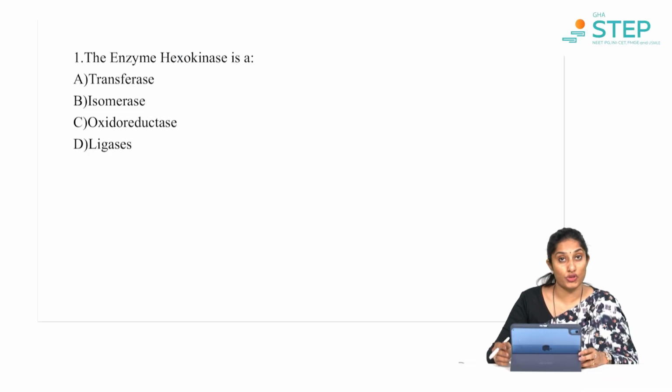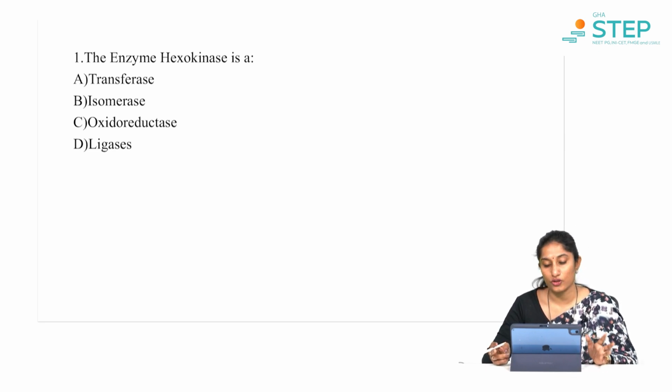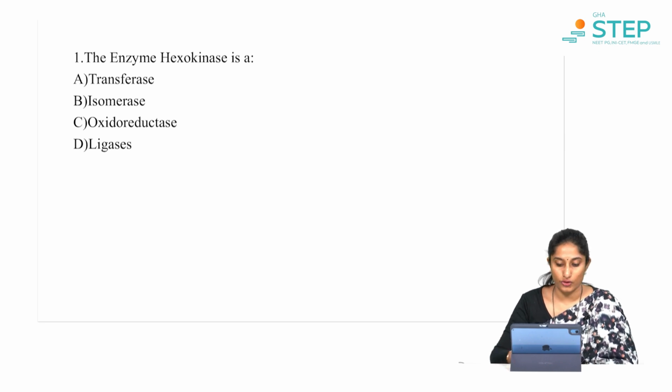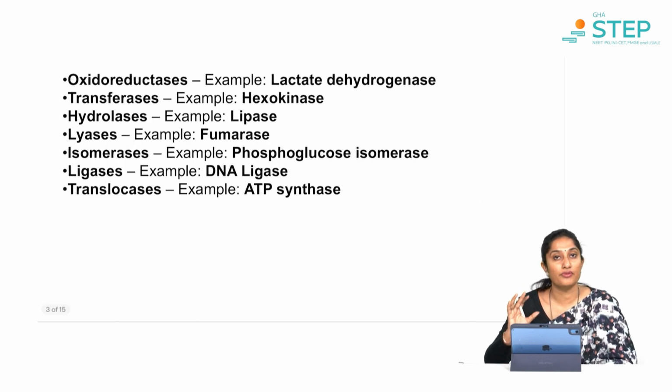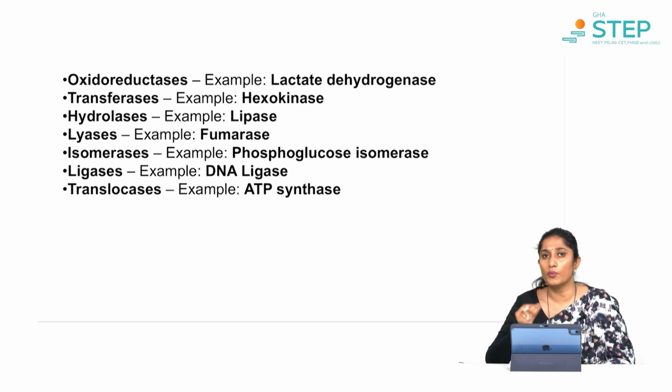The enzyme hexokinase is a transferase, isomerase, oxidoreductase, or a ligase. Which is the correct option? Before we select the correct option, let me give you a brief highlight as to what the different classes are and what the commonly used examples under these classes are.